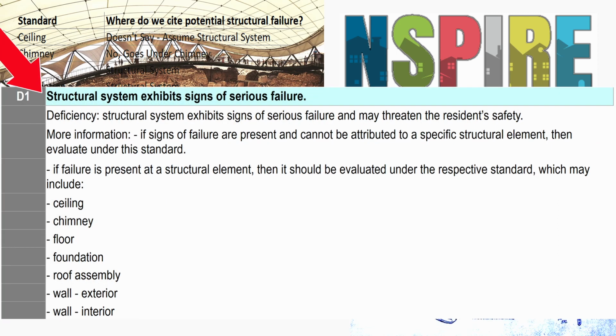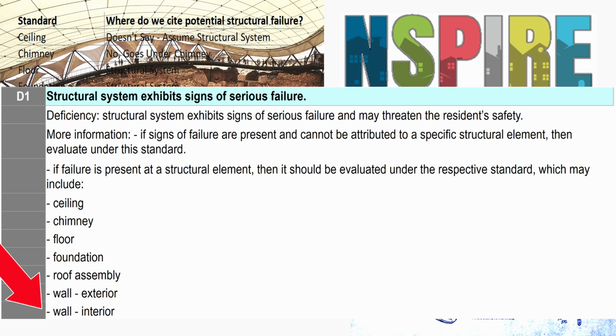Deficiency 1. Structural system exhibits signs of failure. Deficiency. Structural system exhibits signs of serious failure and may threaten the residents' safety. More information. If signs of failure are present and cannot be attributed to a specific structural element, then evaluate under this standard. If failure is present at a structural element, then it should be evaluated under the respective standard, which may include ceiling, chimney, floor, foundation, roof assembly, wall exterior, wall interior.